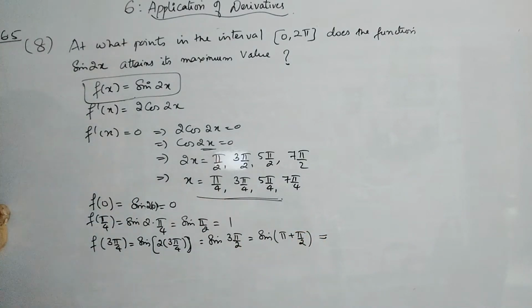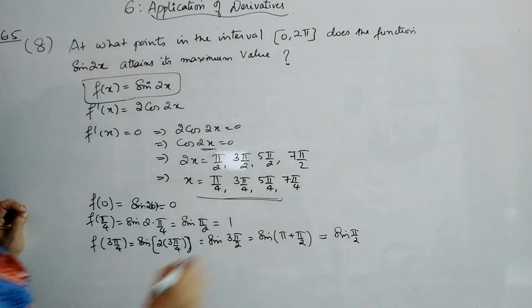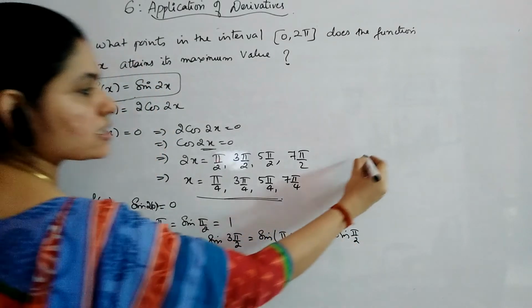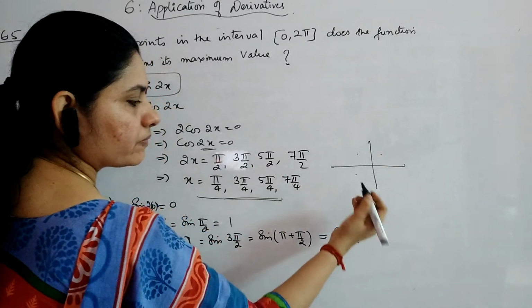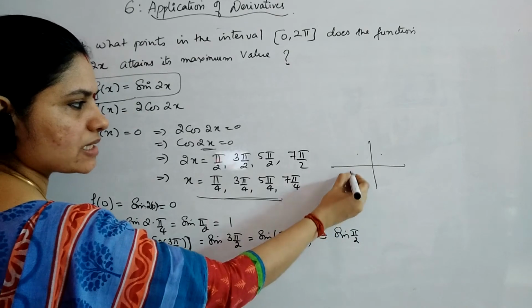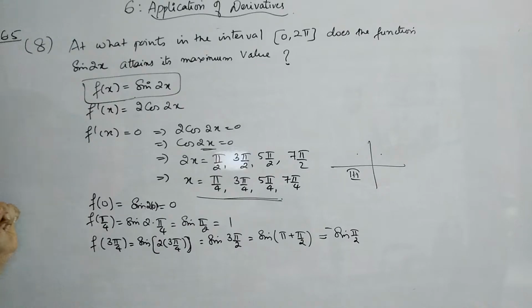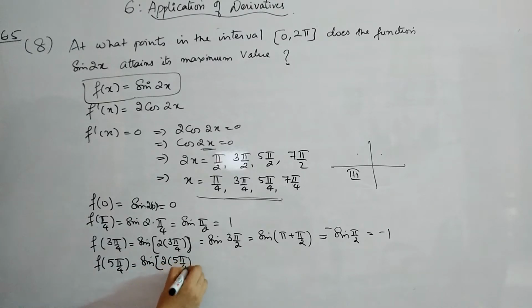Now sine of 180 plus theta will give you sine, but in which quadrant is it? You just see 1, 2, 3. So pi plus something will give you the same angle, but since it is in the third quadrant, pi plus means it is in the third quadrant. In the third quadrant sine is negative, so it is minus sine pi by 2, which is giving you minus 1.